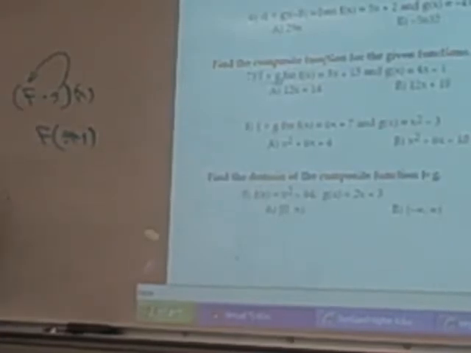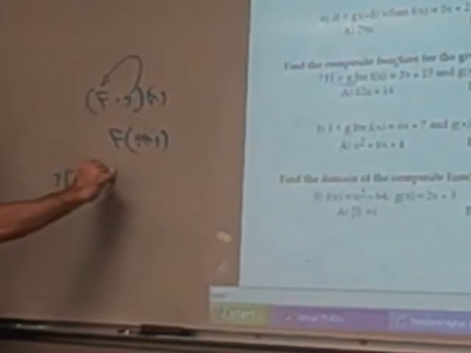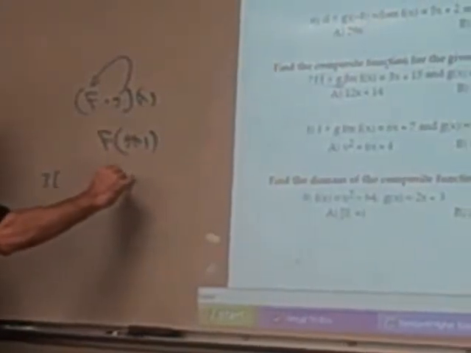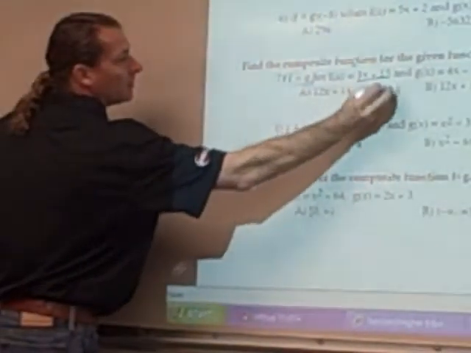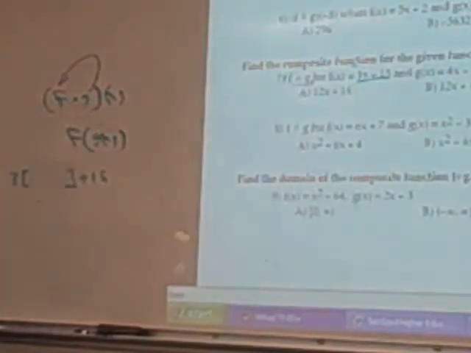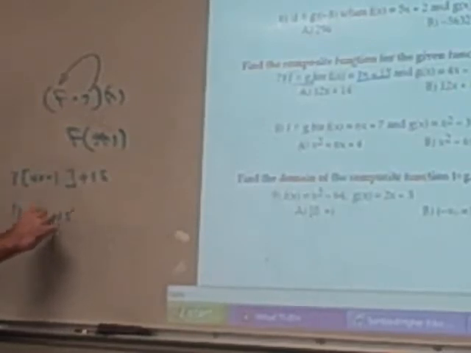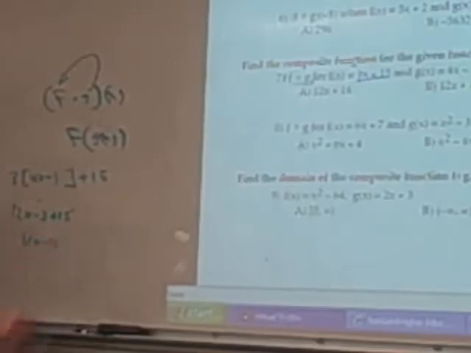I would write F. F is 3 times X plus 15. That's right here. And what's going to go in for X? 4x minus 1. And this is relatively basic. This is 12x minus 3 plus 15. So 12x minus 12.